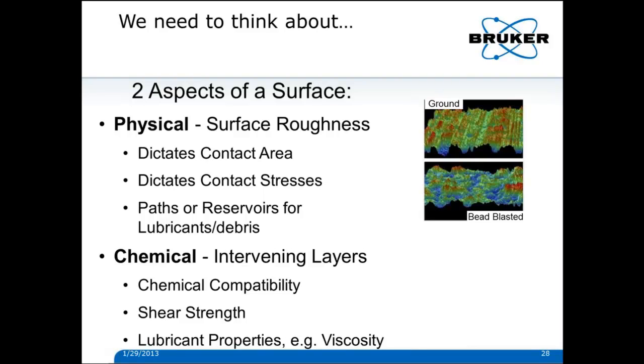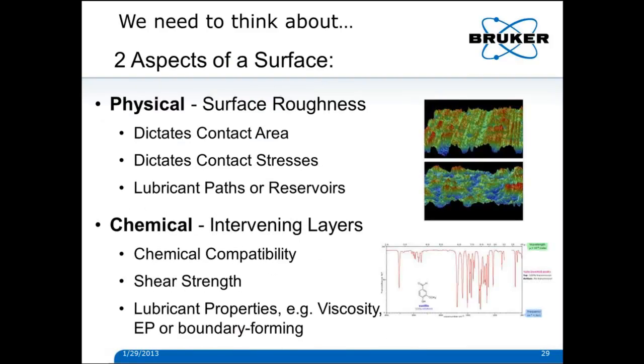On the chemical end, we want to think about the intervening layers. And these layers provide chemical compatibility, or incompatibility might be a better thing. We worry about the shear strength of these layers. It's certainly easier to shear a boundary film than it is metal. And lubricant properties, viscosity, if you have a thick enough film, we worry about that. And sometimes we can characterize these using techniques such as infrared or Raman. There's a variety of techniques available for the chemical aspect.